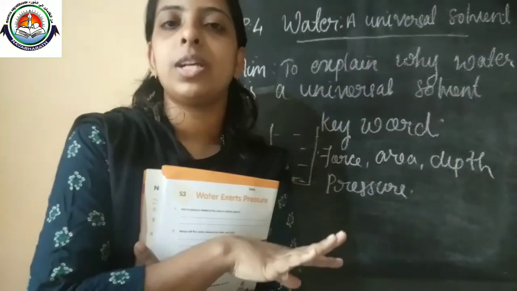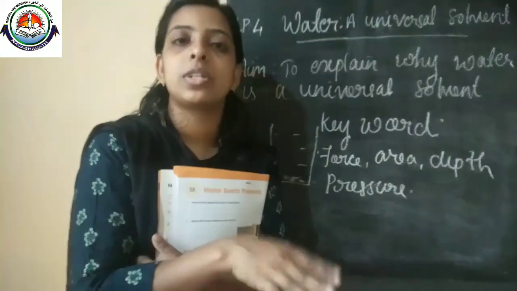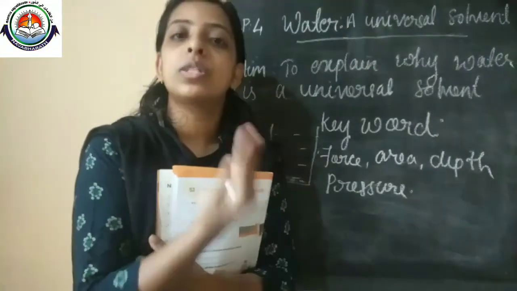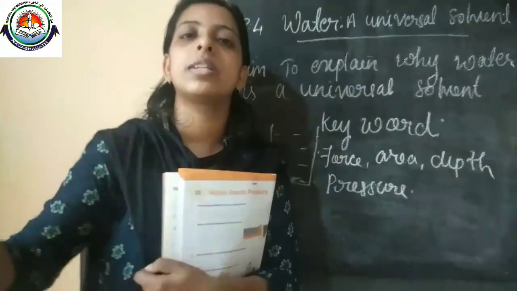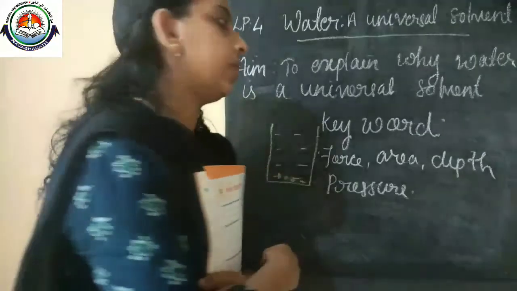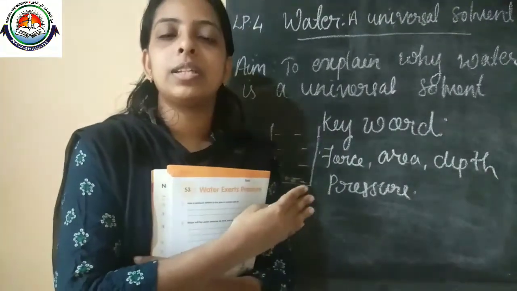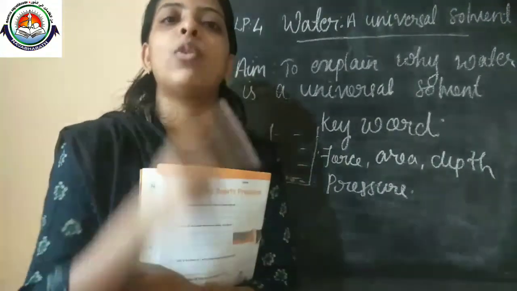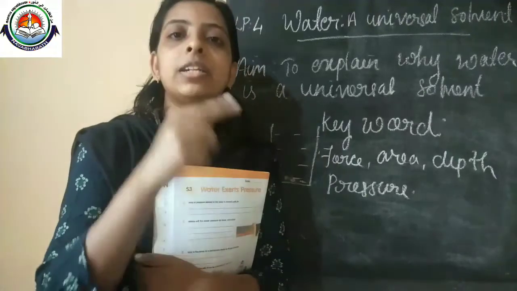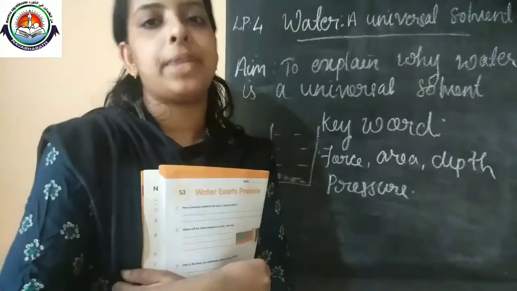Why is water termed a universal solvent? Because it can dissolve many substances into it: liquids, solids and gaseous substances. But some substances can't dissolve in water. And when depth is increasing, what will happen? Pressure will also increase. And what is pressure? Force acting on a unit area of an object is considered pressure.